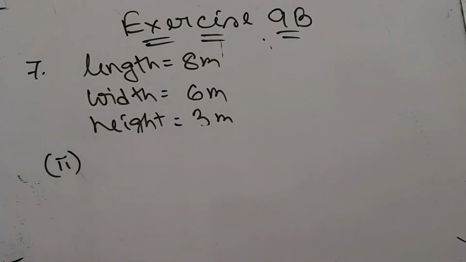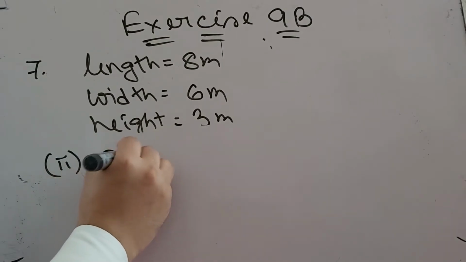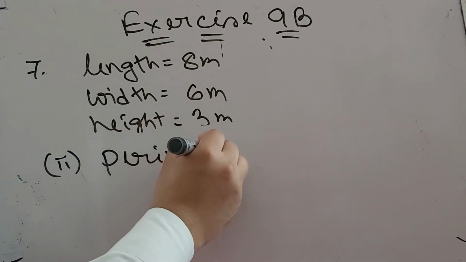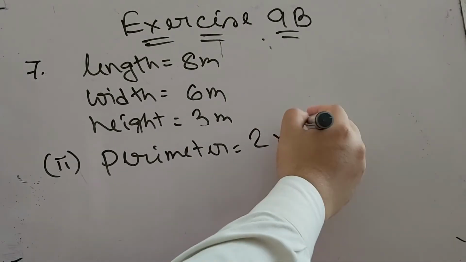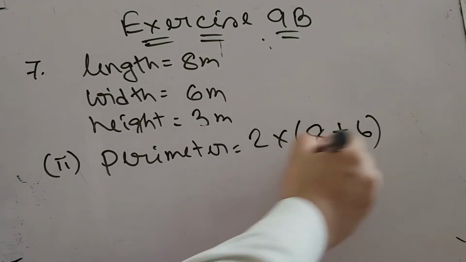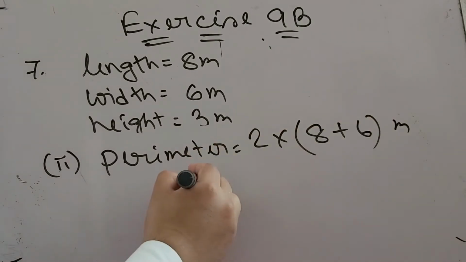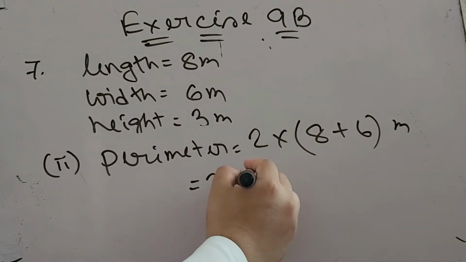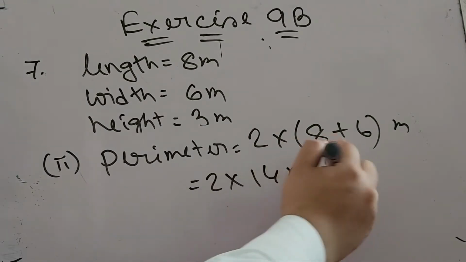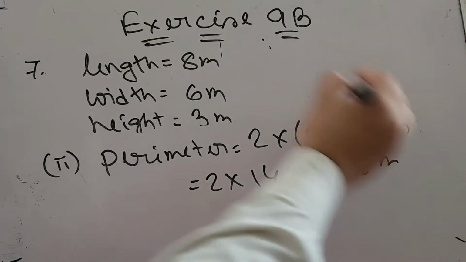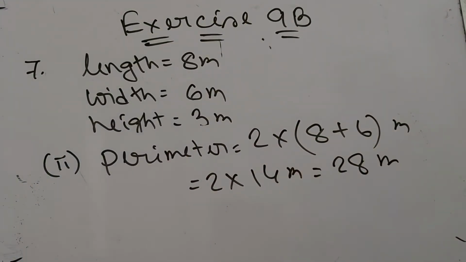Perimeter means we already know the rule, that is perimeter equals 2 into (length plus width). That means 2 into (8 plus 6) meter. So that is 2 into 14, that is 14 times 2, that is 28 meter. So 28 meter will be the answer of number 2.